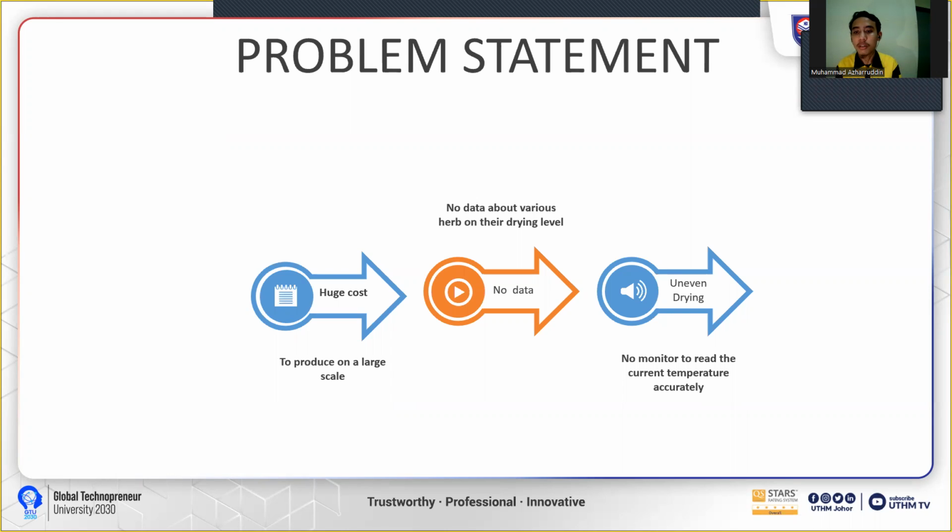For example, we choose several types of herbs that are easy to find in Malaysia, and then we do the research about their temperature and humidity. And the third is uneven drying. There is no monitor to read the current temperature accurately, meaning that we don't have an LCD to display the current temperature and humidity.